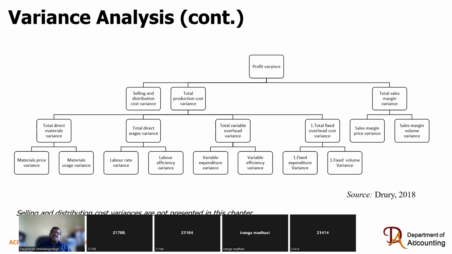So profit variance is, as you know, due to two reasons. One is the production cost issue, the manufacturing related cost variances, and the other is the admin, distribution and selling cost variances, and the other one is sales variances. We call it the total sales margin variance. Now, the total selling and distribution variance and the total production variance.